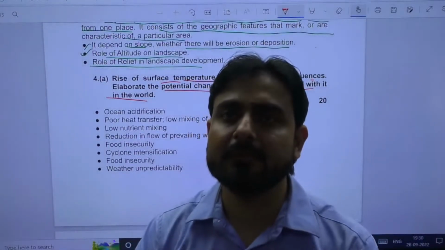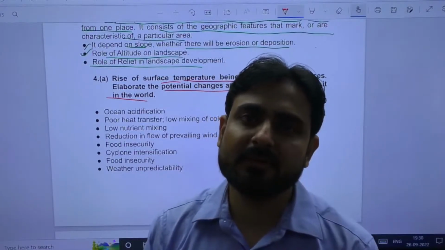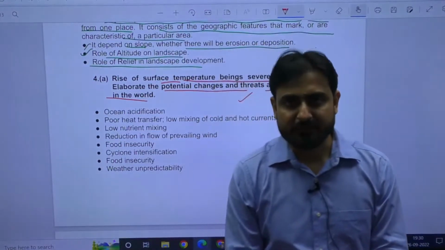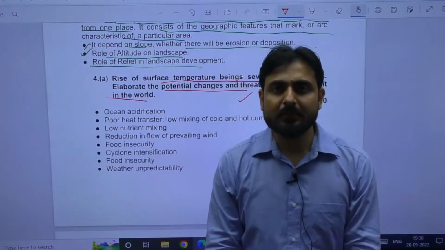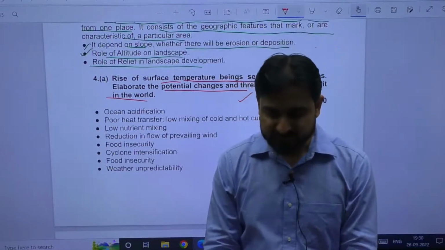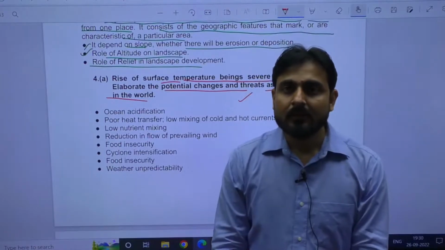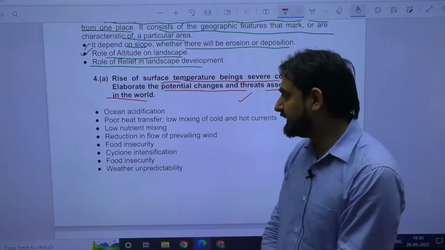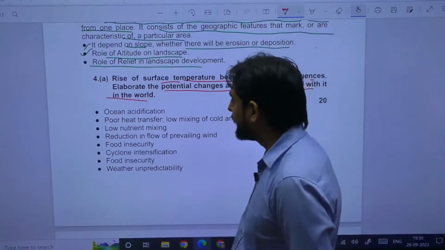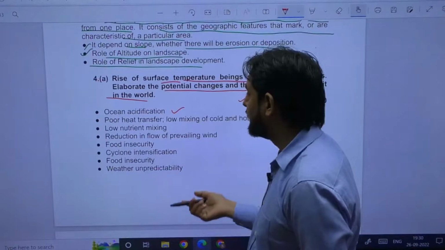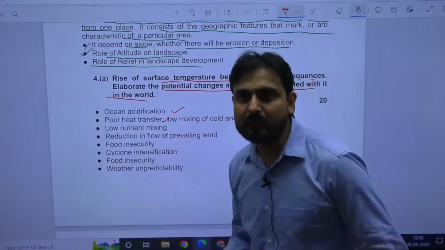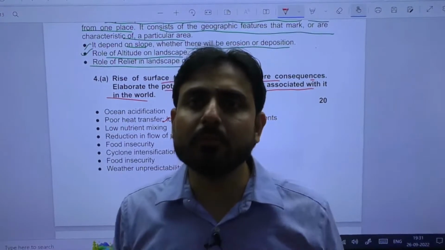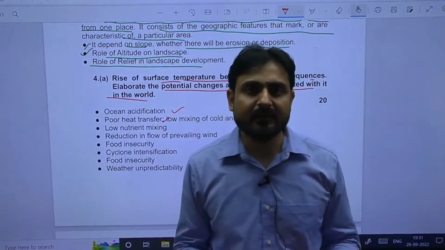If temperature is rising, then there is less predictability over the weather condition. Sometimes the meteorological department fails because of change in the climate, because of rise in the temperature. Rapid development of cyclonic activities, more and more rainfall, sometimes there is no rainfall. Rise in temperature, more and more melting of the glacier. Further, ocean acidification is increasing. Poor heat transfer, because cold current and hot current are not mixing at the pace at which they need to mix.